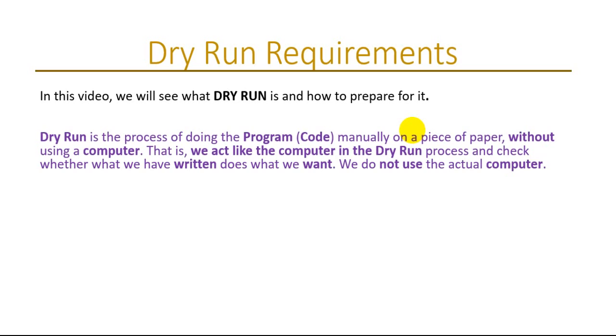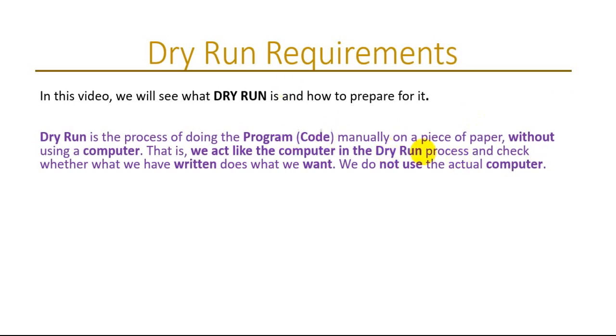In the dry run process, you can manually do it and see, if we give this to the computer, whether the computer is actually going to give us what we want. So dry running is something that you do on a piece of paper without using a computer. The computer does not get involved in the dry run process. We act like the computer, go through that entire process and see if we are getting what we really wanted if we execute this code. That is basically what we are checking through this dry run process.